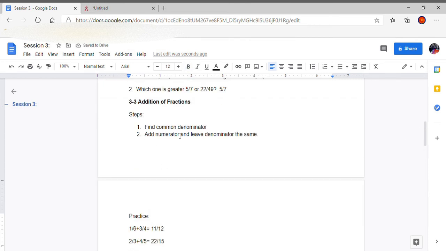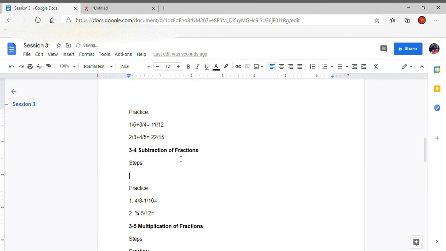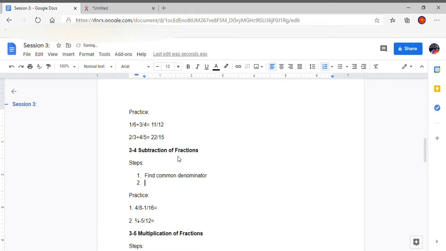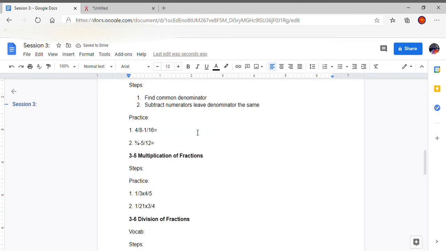Now, subtraction. Exact same steps. Well, not exact same, instead you subtract numerators. Number 1, find common denominator. Number 2, subtract numerators, leave the denominator the same. Now, I'm not too good at spelling, but hopefully you find me good at math when I teach you this.